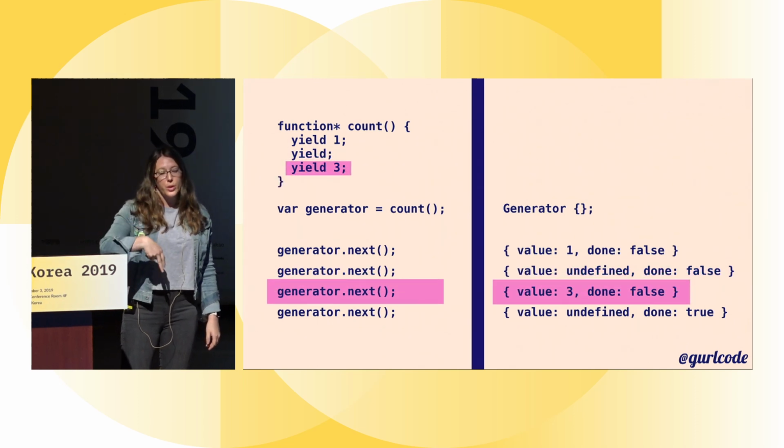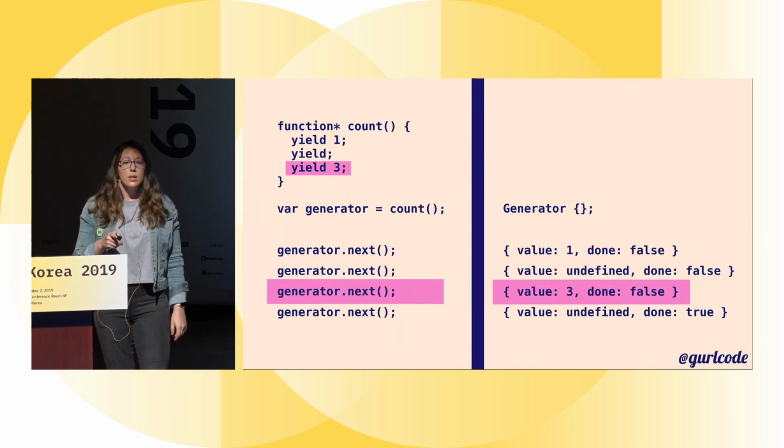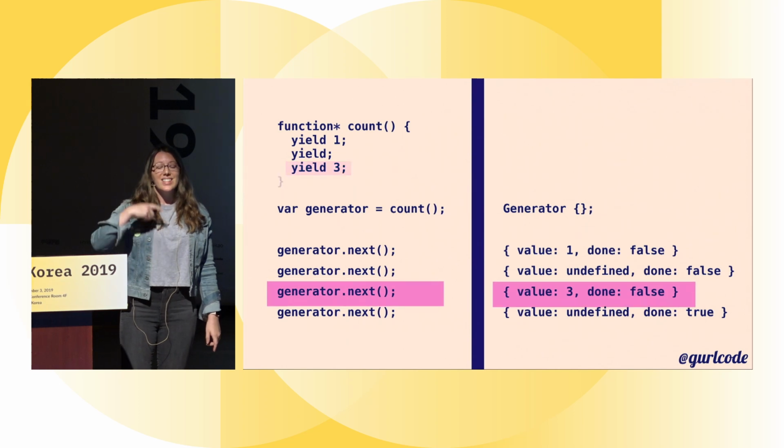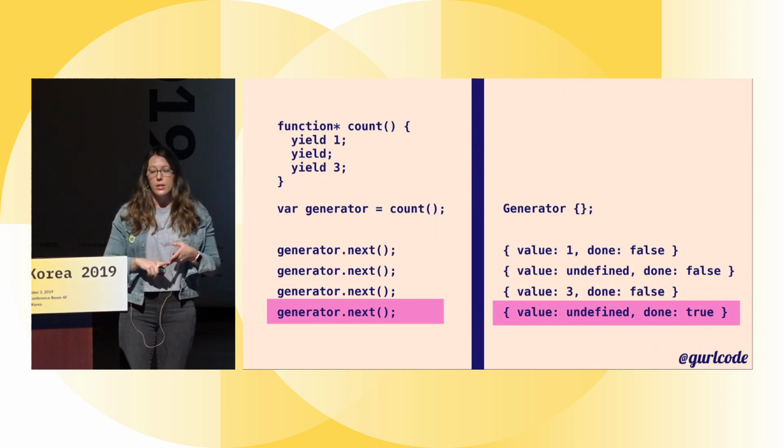Now we're yielding back 3. So the value is 3. But done is still false because we've paused at yield 3. So once we call next again, now the generator is going to say, yes, we're actually done. So we didn't yield a value, and now done is actually true.